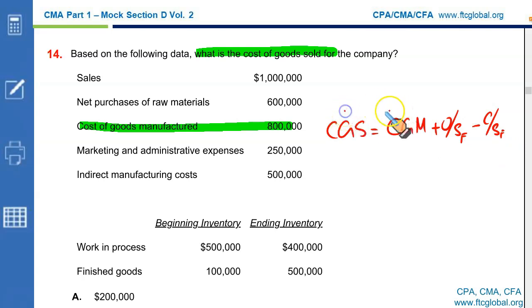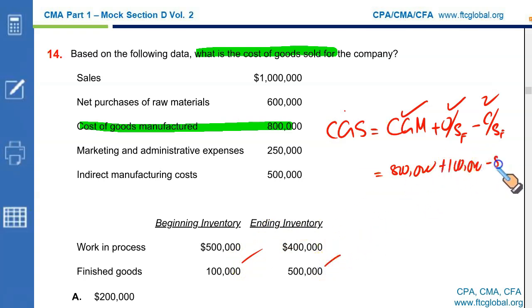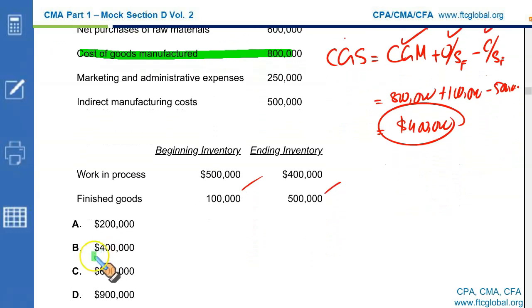You have this and this, that's all. Cost of goods manufactured is $800,000. Opening stock of finished goods is $100,000, and the closing stock of finished goods is $500,000. Simplify and you get your answer. 900,000 less 500, so it's $400,000. That makes B the correct option.